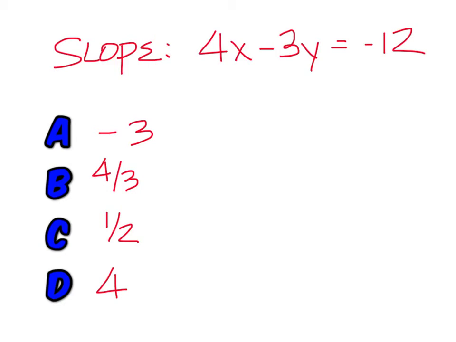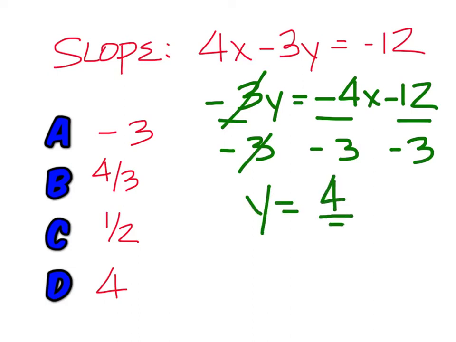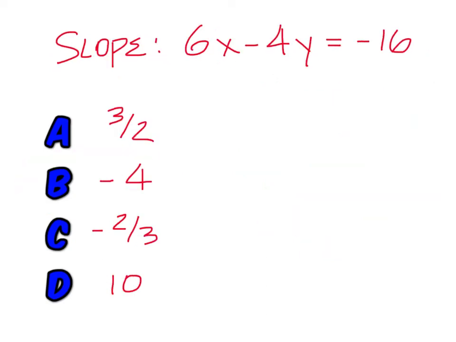To find the slope on this, you must have negative 3y equals a negative 4x minus 12, and divide everything by negative 3. These cancel out. It should be y equals a positive 4/3 x plus 4. This is the slope, so the answer is B.